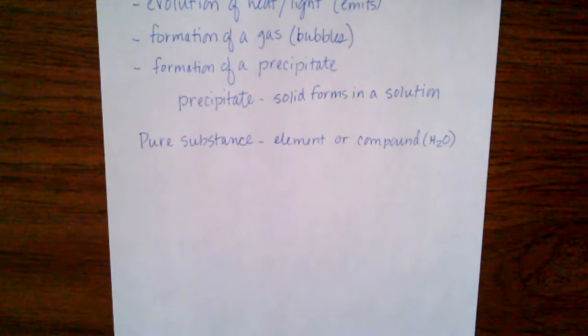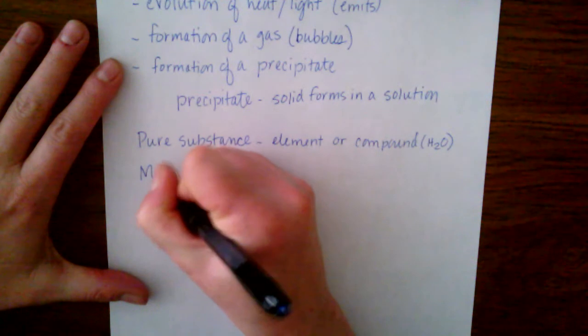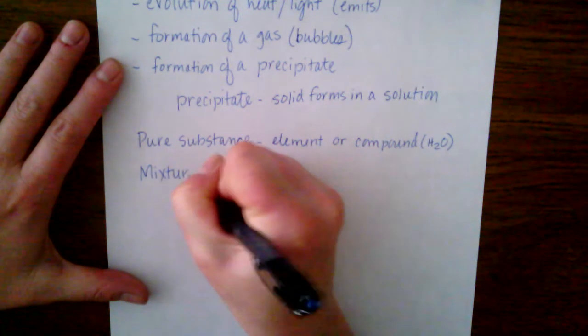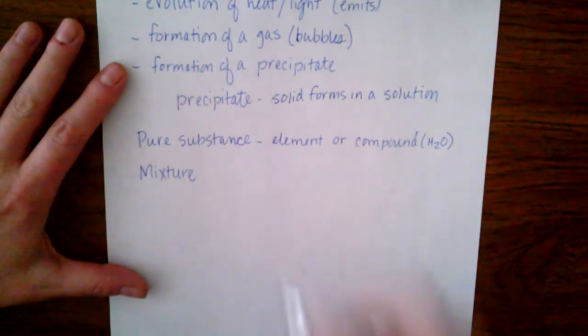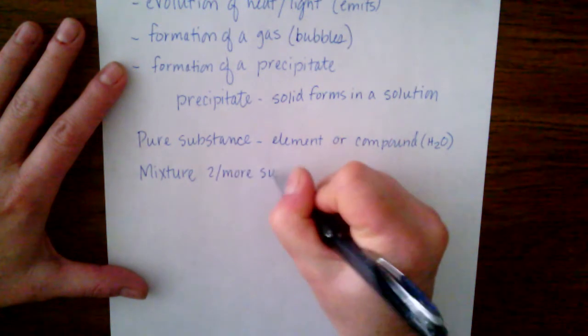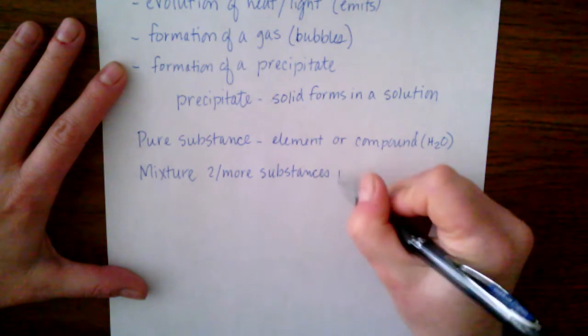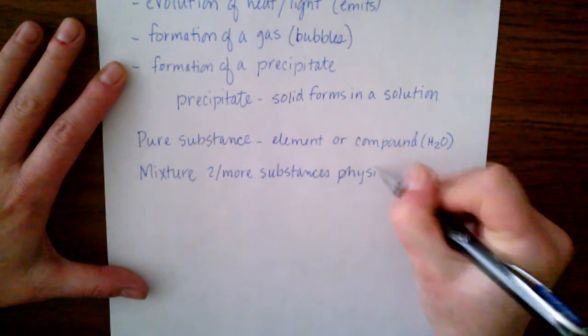Does that mean that the water that comes out of the faucet or out of your well is pure? No, it's got stuff dissolved in it. Pure water would be distilled water because it's got all the impurities taken out of it. Then we have mixtures. Okay, a mixture is just two or more substances physically combined.